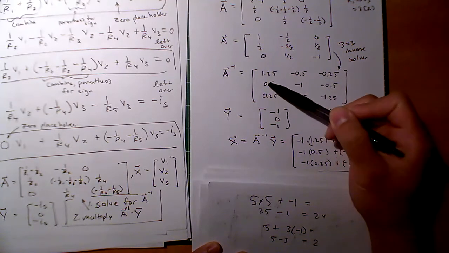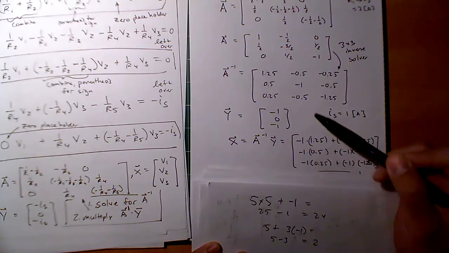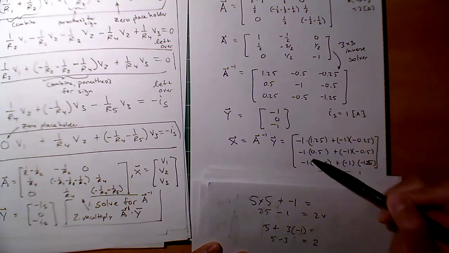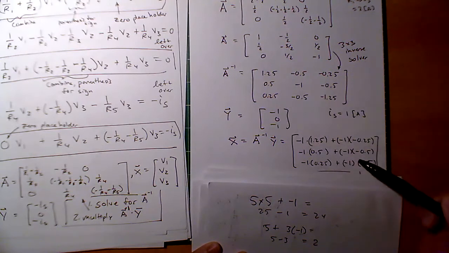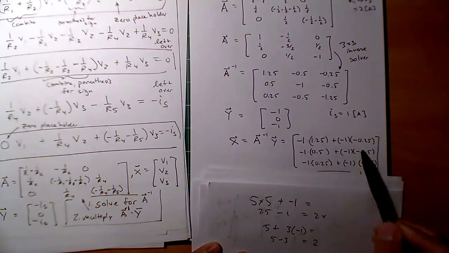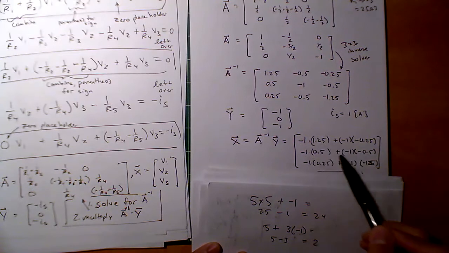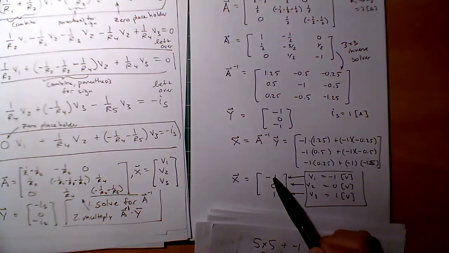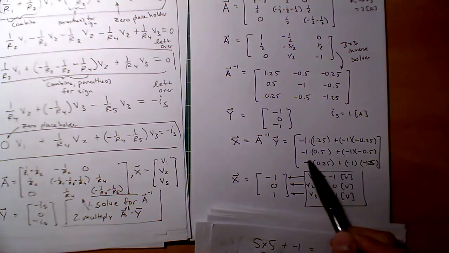So again, next one, -1 times 0.5, good. 0, yep, -1 times this, that's here. -1 times 0.25, 0, -1 times there, good. Add these up and I get my three values of V1, V2, V3. So when I add it together, I get -1, I get 0, and I get 1.